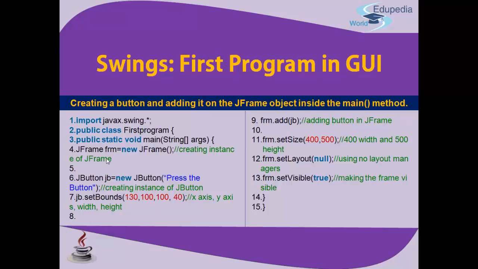So the next line is line number 4. You can see that JFrame frm is an object name and new is the keyword which is used to instantiate it, as new JFrame(). Now line number 5 goes empty.